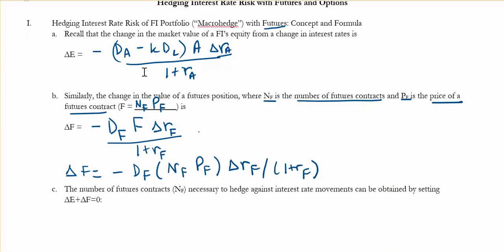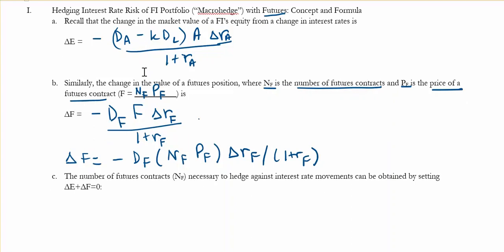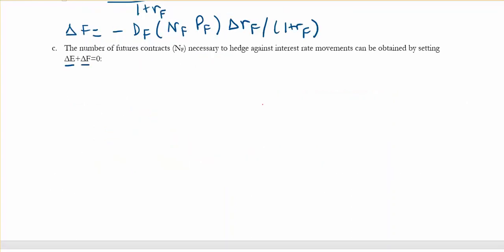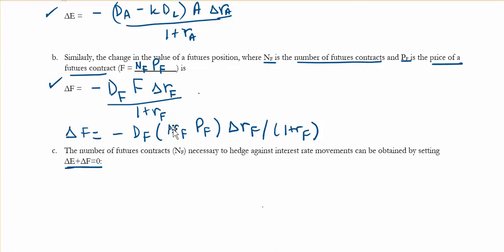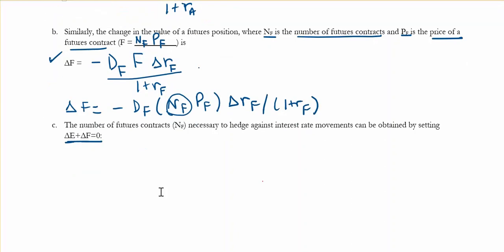So in order to fully hedge against interest rate changes, we would need to have a futures position that would fully offset it, so that the change in the equity value plus the change in the futures position would equal 0. If we plug in the formulas that we had written out above and then use that to solve for NF, we'll have the number of futures contracts the bank should have.